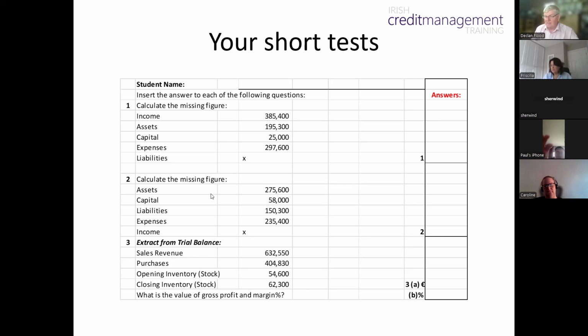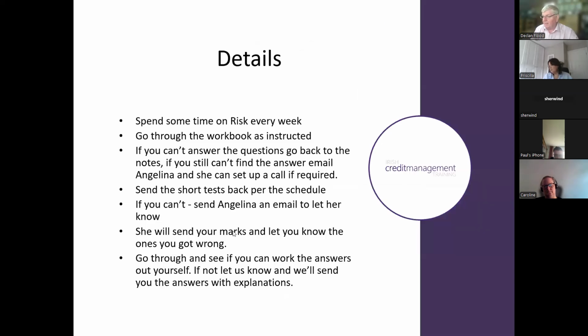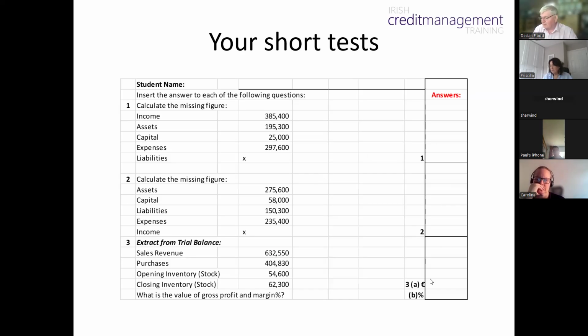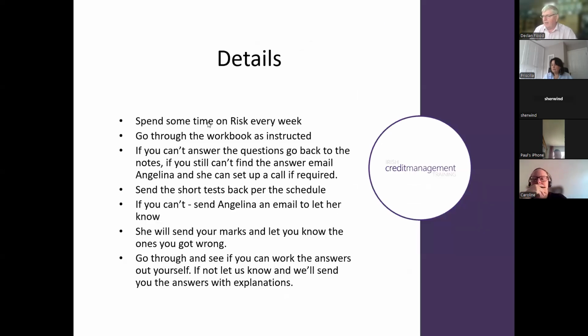You'll get your short tests in Excel format. No, it's Word. Sorry, it's Excel format. And the workbook, as far as I know, is in Excel format as well. And when you get the workbook, there's tabs on the bottom for each of the units within the module. So just that you know how to read that. So you answer the 10 questions on your short test and you submit them then to Angelina, and she will correct them and send it back to you. All right, so that's short tests, workbooks, notes.